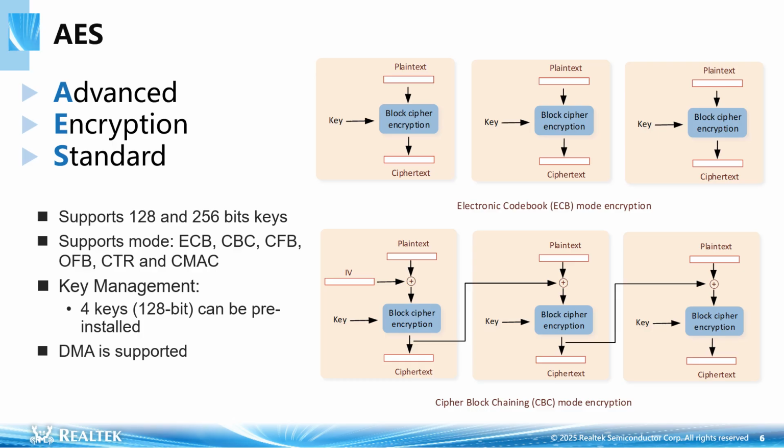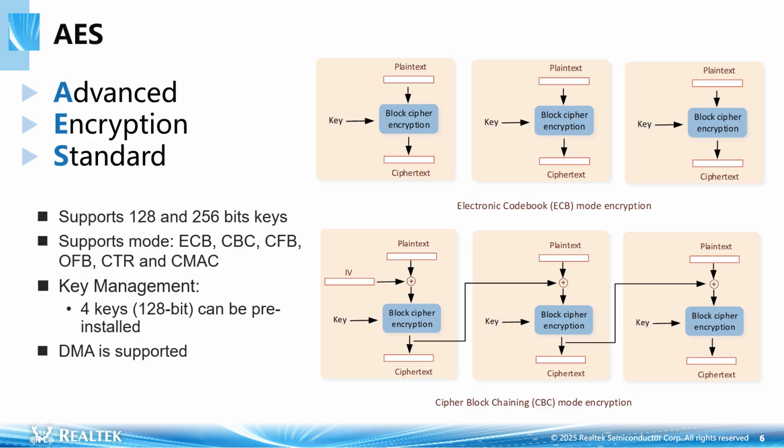ECB, Electronic Codebook, is the simplest mode but not recommended for large data due to predictable patterns. CBC, Cipher block chaining, provides better security by incorporating an initialization vector. CFB, Cipher feedback, and OFB, output feedback, are stream modes that convert block encryption to stream encryption. CTR, counter mode, turns a block cipher into a stream cipher and is useful for parallel encryption. CMAC, Cipher-based message authentication code, provides data authenticity and integrity.